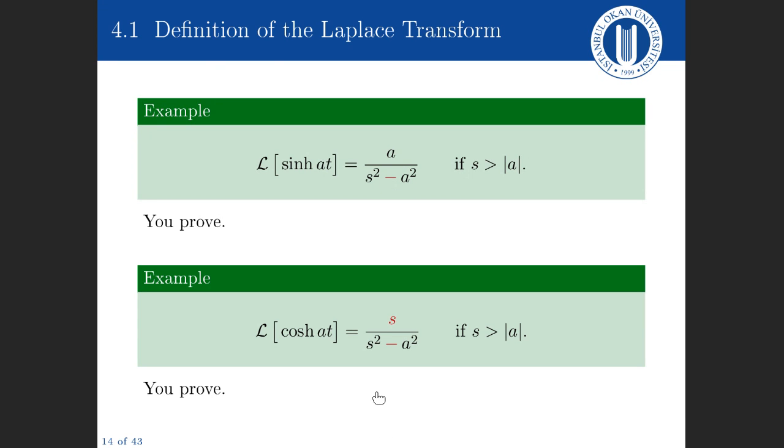For cosh, we could do the same thing. Again, I'm leaving this for you to do. We'll get s divided by s squared minus a squared.